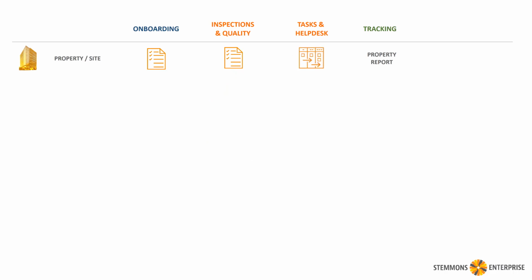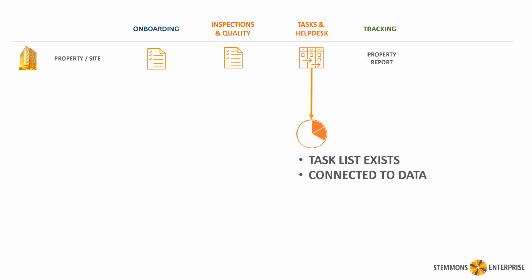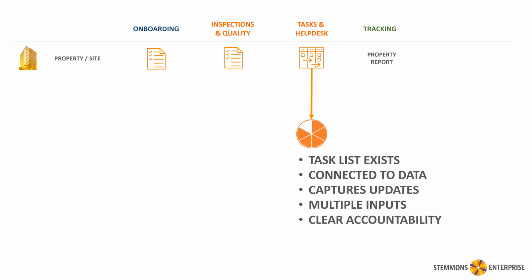Moving on to tasks and ticketing systems, what we're looking for here is pretty similar. Does the task list exist? Is it connected to data about the organization? Does it capture updates automatically and provide multiple ways to create new tasks or input updates? Clear accountability tells us who's responsible for what, and we want reportable insights as usual.